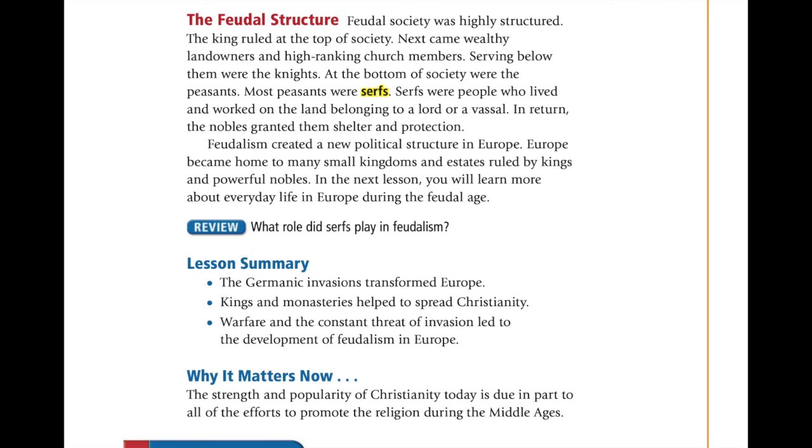Lesson summary. The Germanic invasions transformed Europe. Kings and monasteries helped to spread Christianity. Warfare and the constant threat of invasion led to the development of feudalism in Europe. Why it matters now. The strength and popularity of Christianity today is due in part to all the efforts to promote the religion during the Middle Ages.